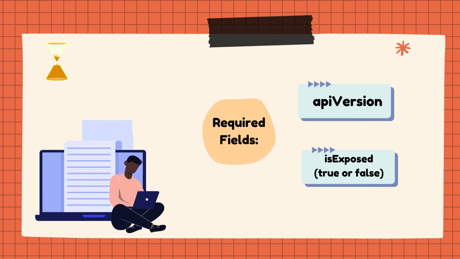Required fields: apiVersion binds the component to a specific Salesforce API version. isExposed, true or false, determines if the component is exposed to Lightning App Builder or Experience Builder. If set to false, the component remains hidden.